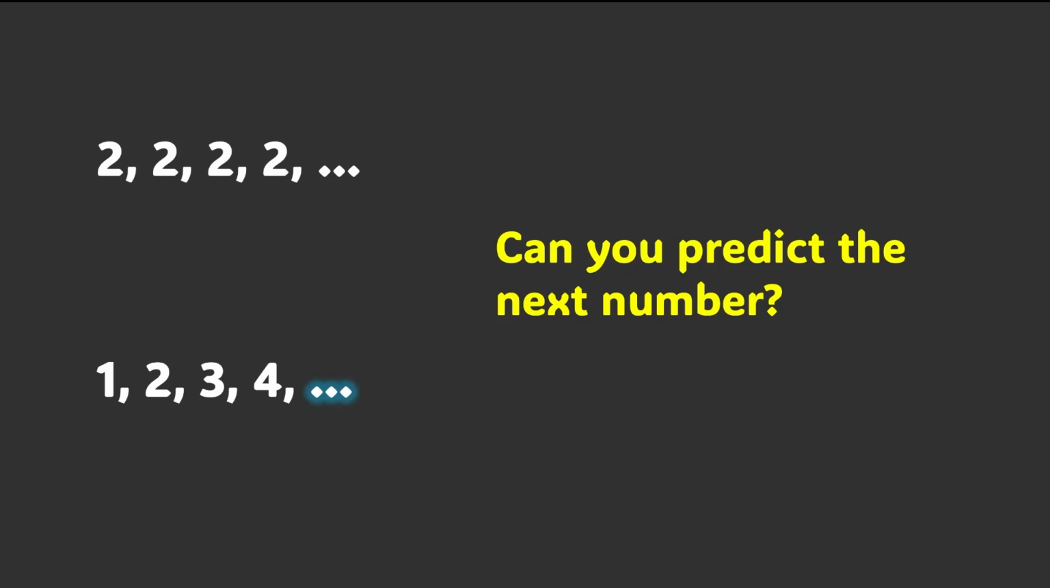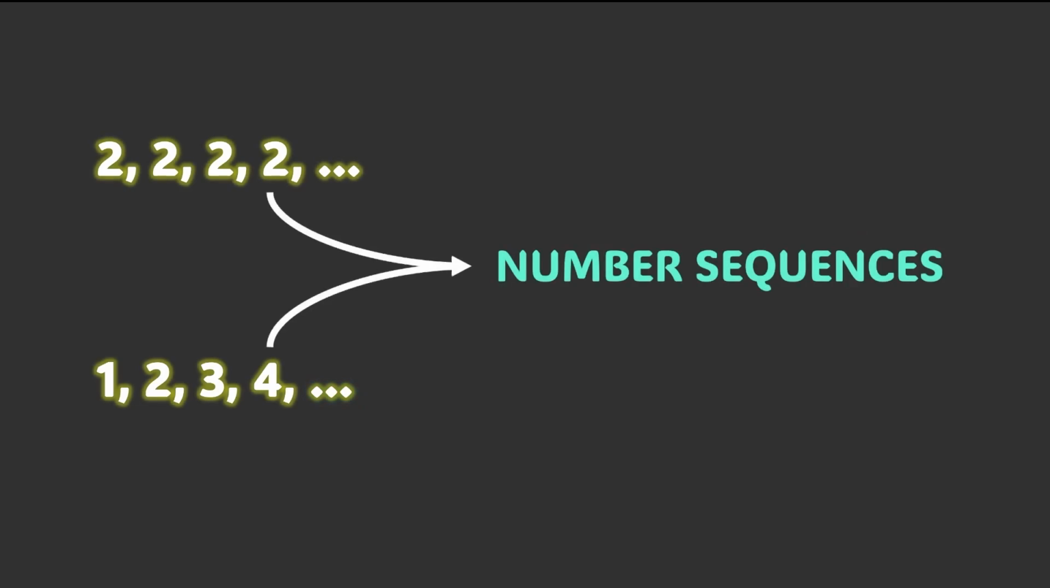Such a list of numbers where one can see a pattern and predict the next number is called a number sequence. And in this video, we will try to visualize some number sequences. I hope you are ready. Let's start with this number sequence.